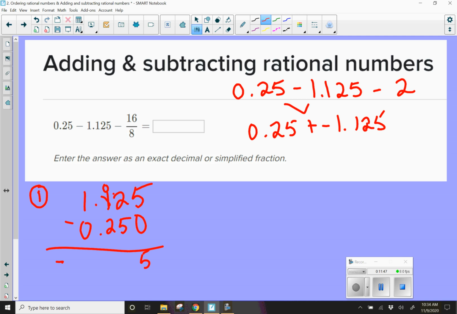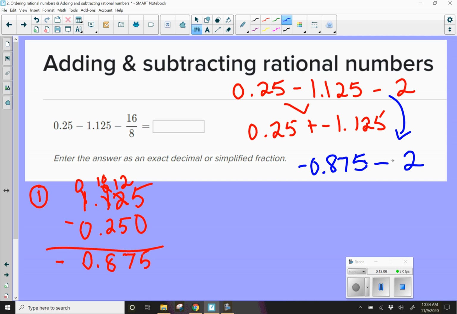We have to do a little bit of borrowing. 12 minus 5 is 7. We've got to borrow again. And 10 minus 2 is 8. So that leaves us with negative 0.875. And then the next step is to bring this down, minus 2. We're going to keep, change, change again. Now I've got same signs, which means I'm just going to add and keep. If you want to set up the addition problem, you can. However, if we add 0.875 and 2, we're going to end up with a negative 2.875. And that's your final answer.